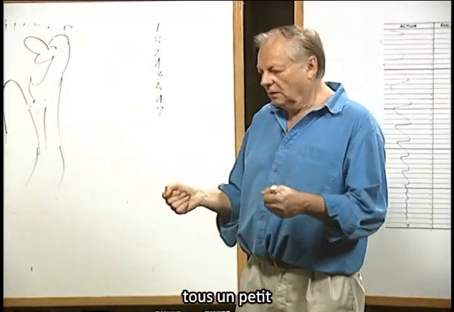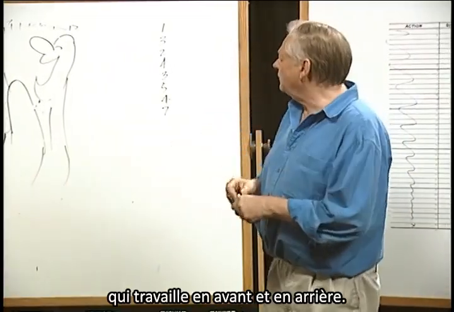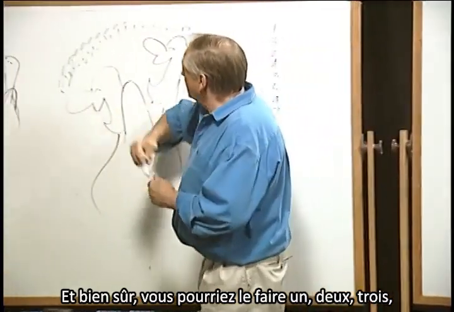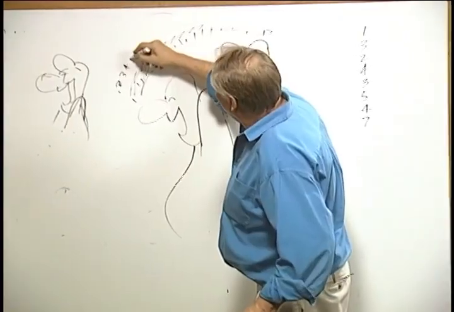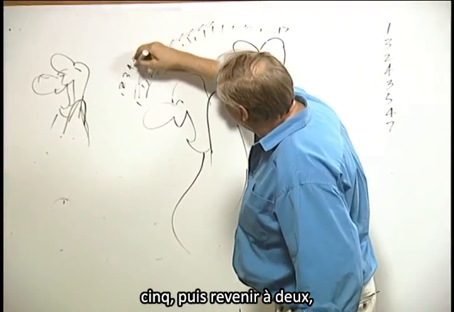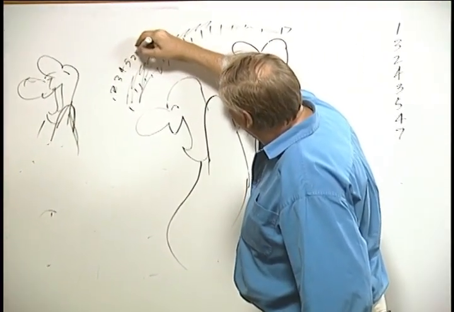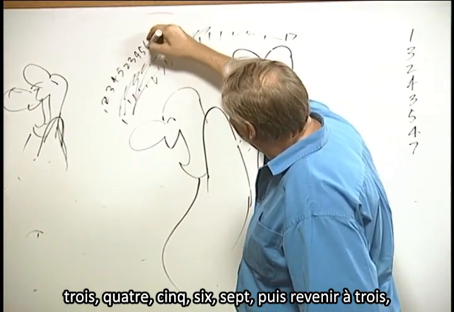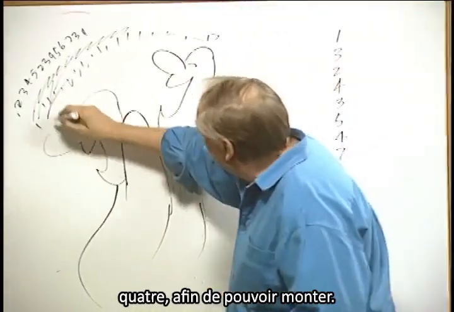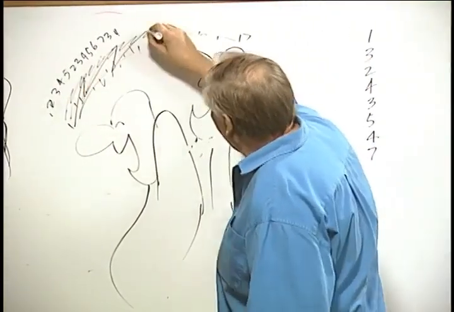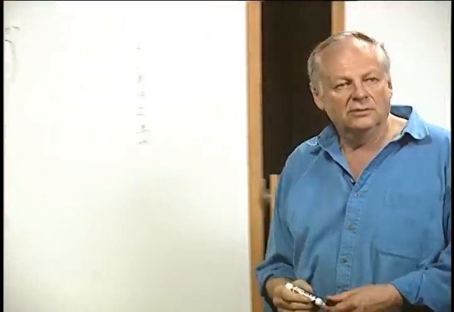They'll have a little working backwards and forwards. And of course you could run it 1, 2, 3, 4, 5, and then go back to 2, 3, 4, 5, 6, 7, and then go back to 3, 4, so that you can go up in steps, right?